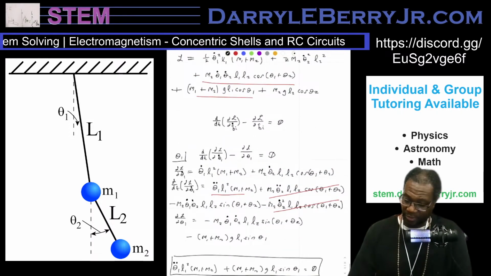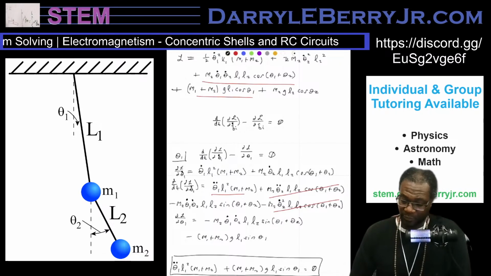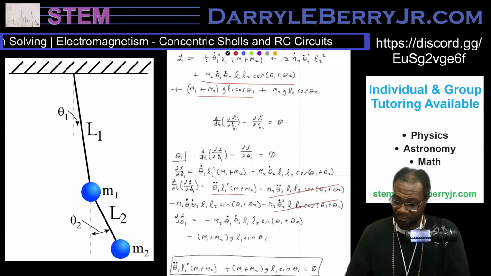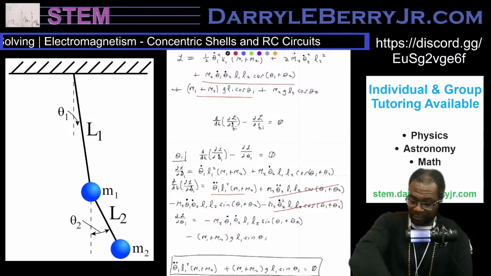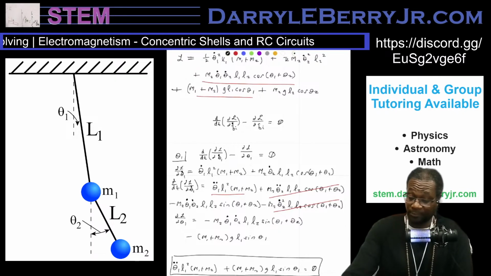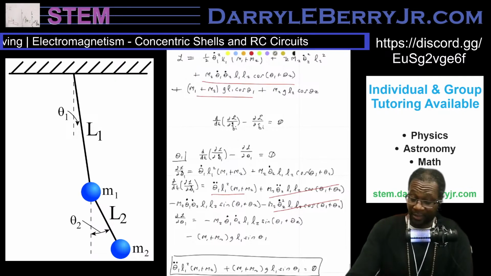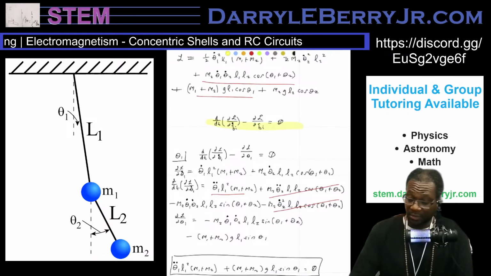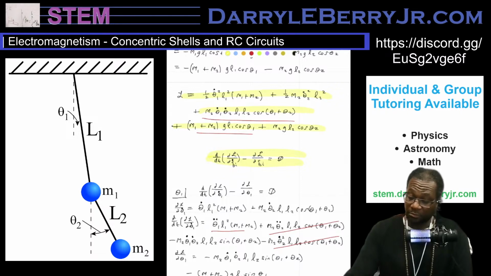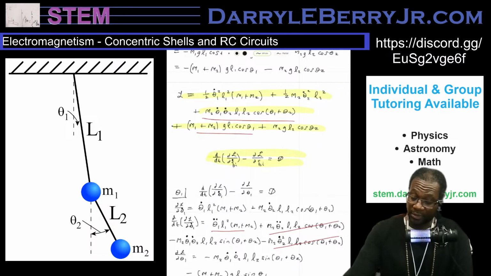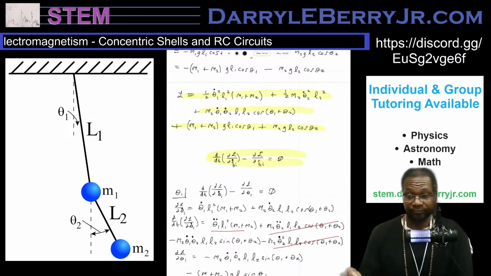And what you would do is do the same process with theta 2. Take the Euler-Lagrange equation and instead do that same process for theta 2. And you'll be able to get a second equation of motion for the theta 2 variable.